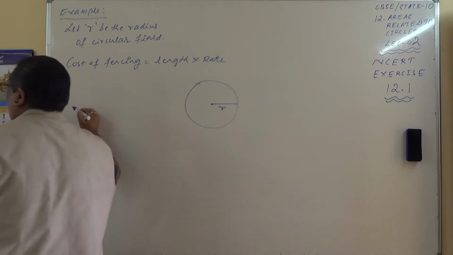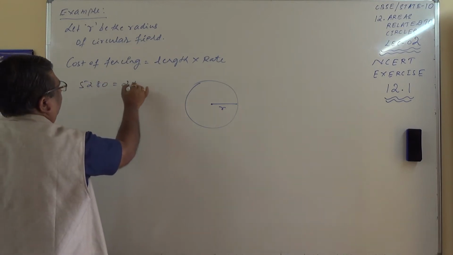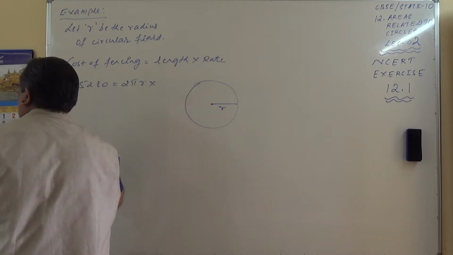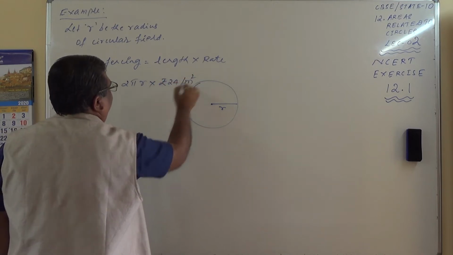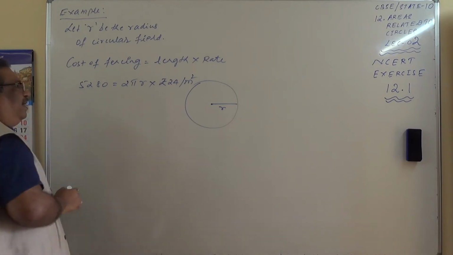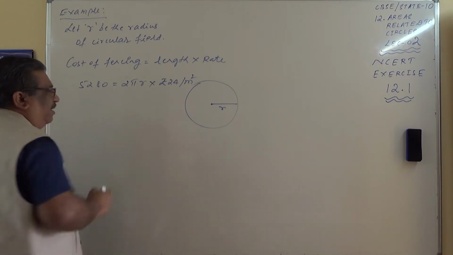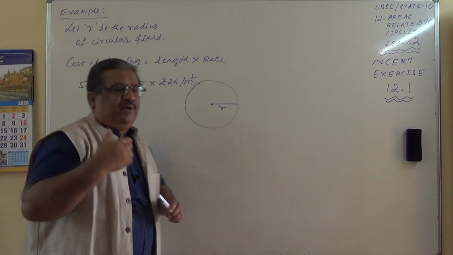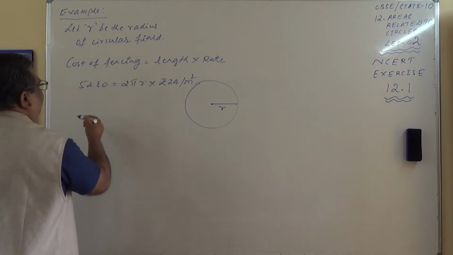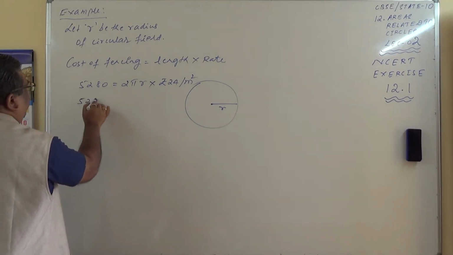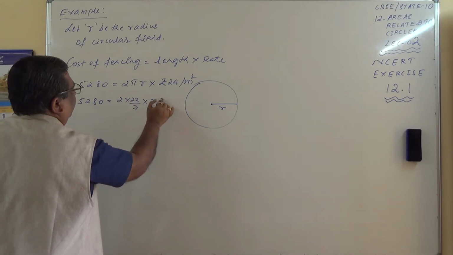The cost of fencing is given as rupees 5280. So 5280 is equal to 2 pi r into rate. Rate is given as rupees 24 per meter. We are going to get the radius in terms of meters. Now what is the value of pi over here? Unless otherwise specified, pi should be taken as 22/7. So 5280 is equal to 2 into 22/7 into r into 24.